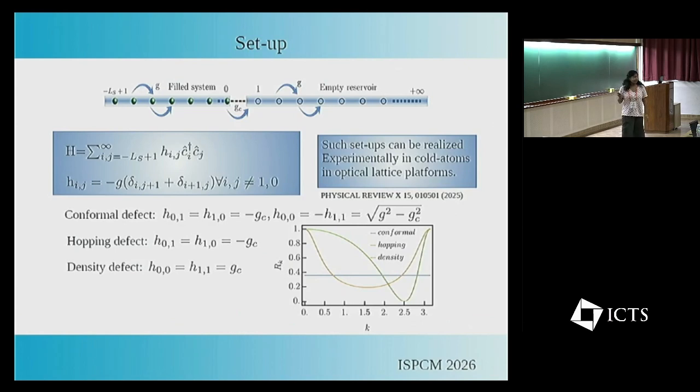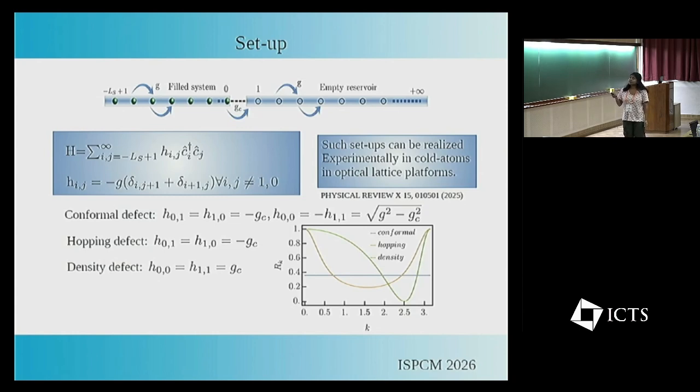So let's see the setup. We have a finite system of L_S sites coupled with a reservoir that has infinite sites, and the coupling between the system and the reservoir has a defect. The system is filled with fermions and the reservoir is empty. This is the setup, and we can write down the Hamiltonian for it in this way.